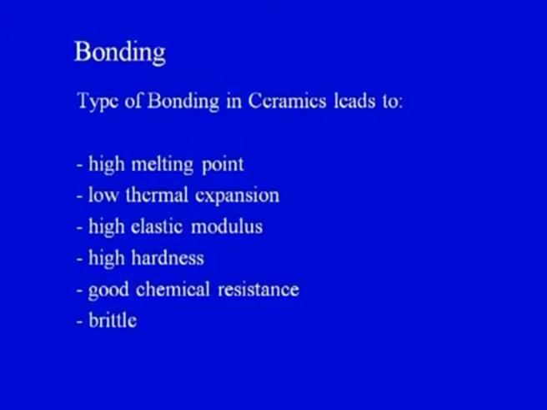Now specifically in the case of ceramics, these are the properties which are being affected by the bonding. The type of bonding in ceramics leads to a high melting point, low thermal expansion, high elastic modulus, high hardness, good chemical resistance, and it also makes the ceramics brittle. So we can see there are many properties which are quite useful, and there are many properties which would cause us a problem when we try to process the ceramic material into a product.